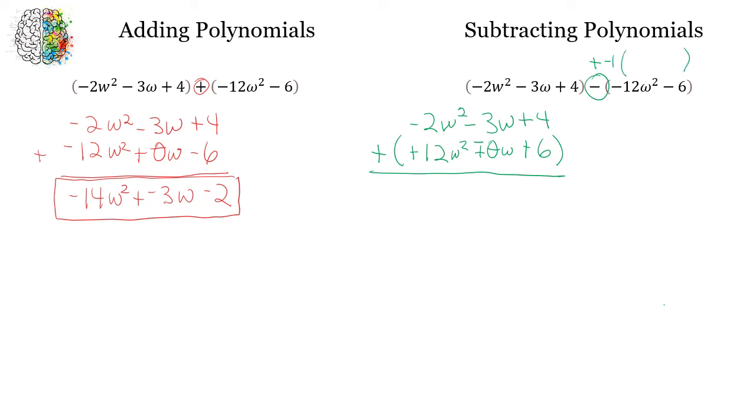So now I'm going to add my columns. 4 plus 6 is 10. Minus 3 minus 0 is a minus 3w. Minus 2 plus 12 is a 10w squared. And that's my final answer, 10w squared minus 3w plus 10. And that's how you add and subtract polynomials.